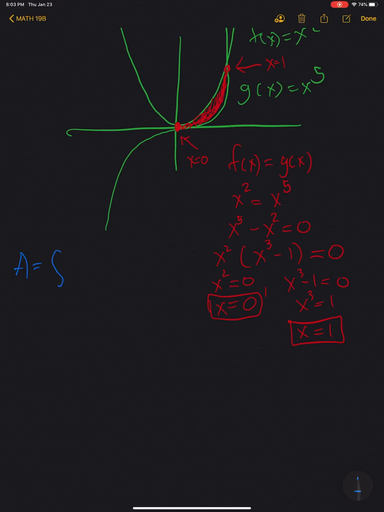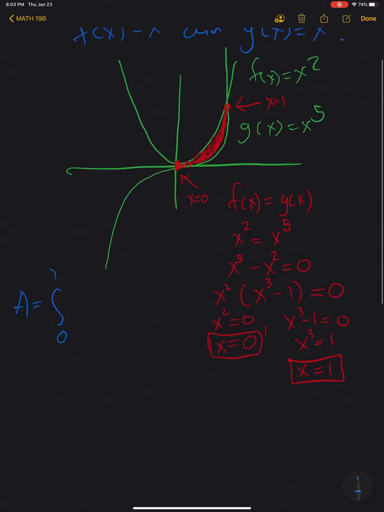So with that information, I can write down the expression for that area to be the integral between 0 and 1, between our intersection points. And then we take the difference of the two functions. Remember, we always need to take the top minus the bottom. In this case, the top function is x squared and the bottom function is x to the fifth power. In other words, this should be the integral of x squared minus x to the fifth dx.